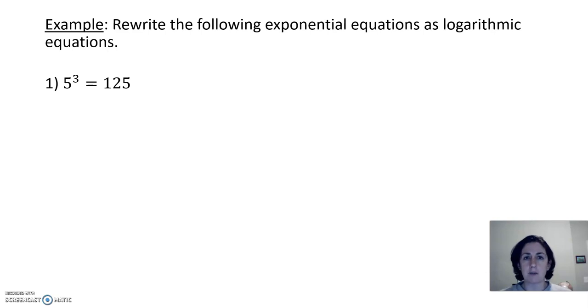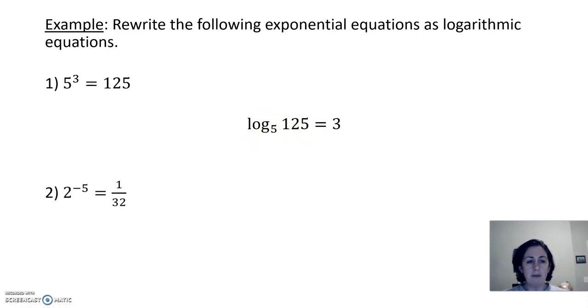Remember, the base of the exponential function is the base of the logarithmic function. Logarithms are equal to exponents, and you take the logarithm of the result of taking that base to that exponent. So when we write this out, the base of the exponent is the base of the logarithm. The logarithm equals the exponent, which is 3, and you take the log base 5 of the result of taking 5 to the third power. So that would be 125.